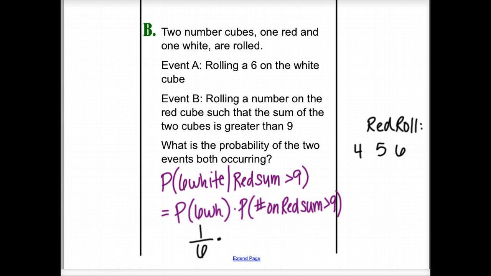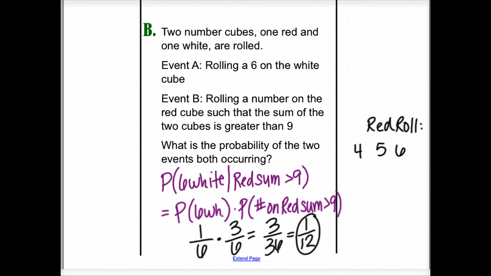That means I have a 3 out of 6 chance for rolling a 4, 5, or a 6. So then I can say that this is 3 out of 36 when I multiply, which is also equal to a 1 in 12 chance that if I roll a 6 on the white, then I will roll a number on the red to give us a sum greater than 9.